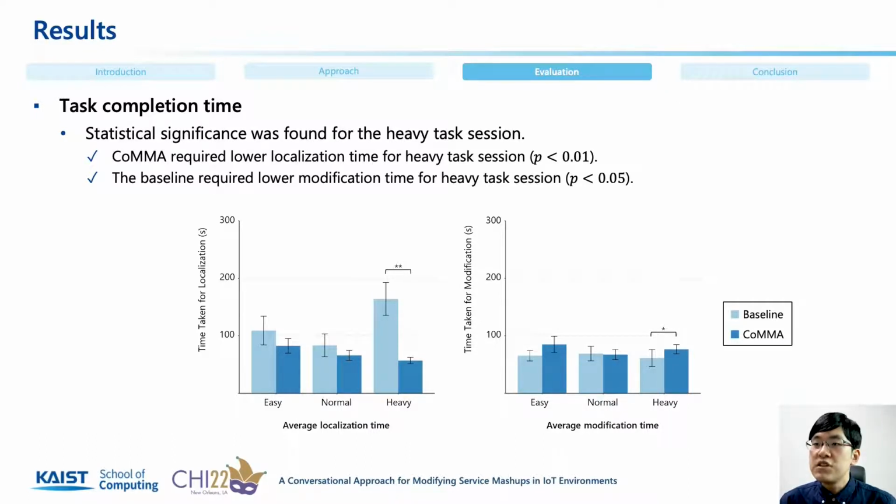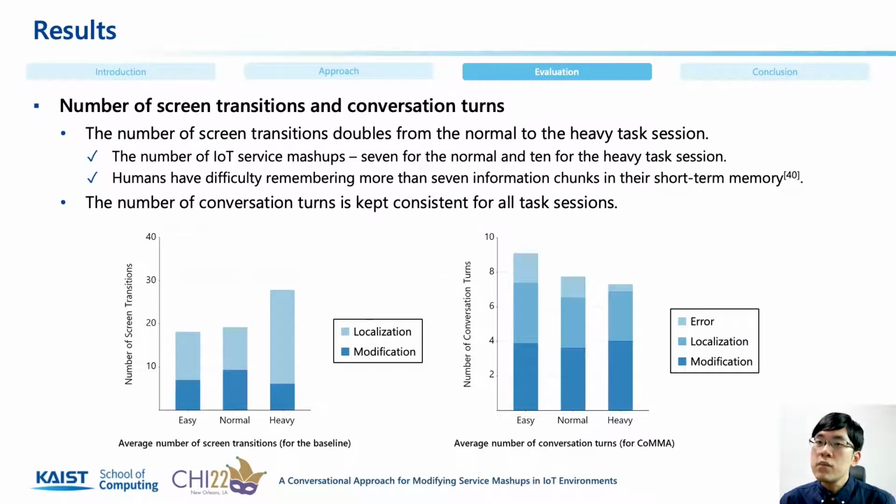Starting from the task completion time, we found a statistical significance only for the heavy task session. The baseline required lower modification time, but Comma required significantly less localization time. Let's check the number of interactions for deeper investigation. Shown in the left side figure, the number of screen transitions spent on the localization doubled from the normal to the heavy task session. We think one reason is because the number of mashups for the session exceeds 7.